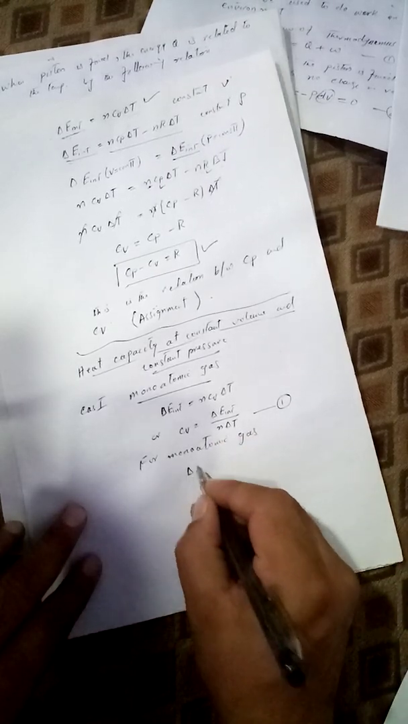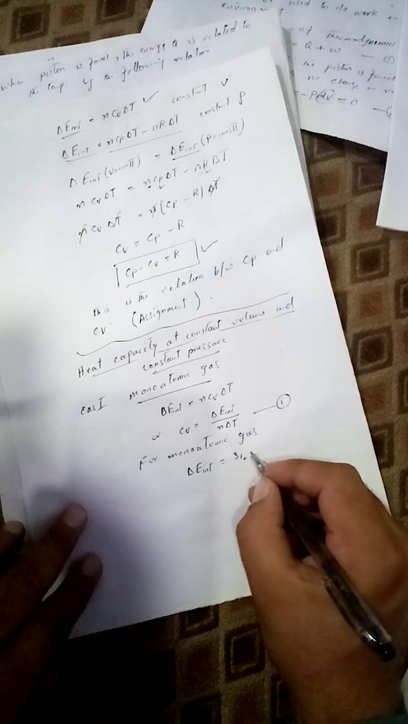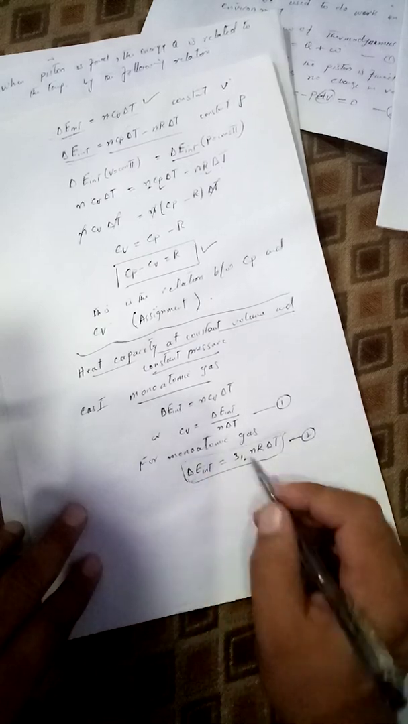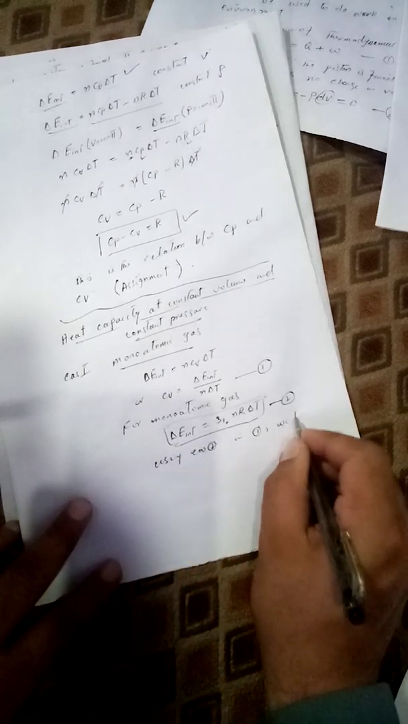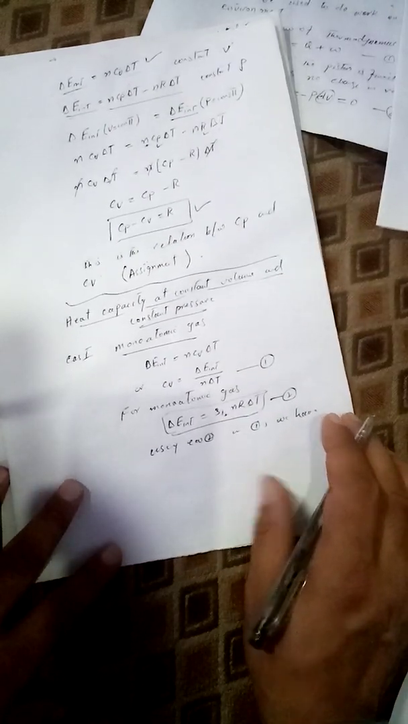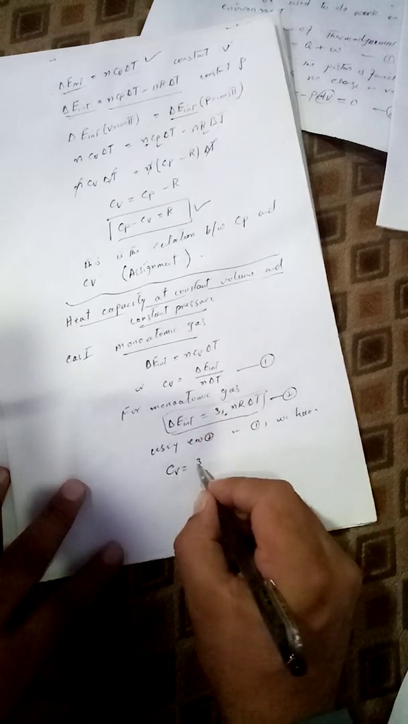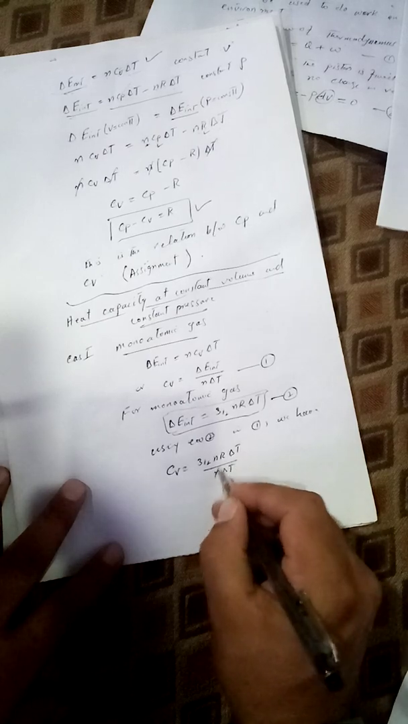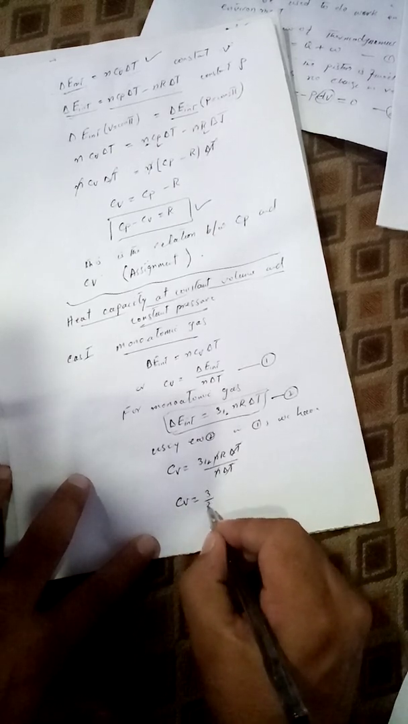We derived a relation for the change in internal energy in the classroom, which is 3/2 nR delta T. This is, let's say, equation number 2. We already derived this relation in the classroom. So using equation 2 in 1, we have Cv is equal to, instead of the change in internal energy, I will put this relation 3/2 nR delta T over n delta T. n cancels with n, delta T cancels with delta T. So we have Cv, which is 3/2 R.